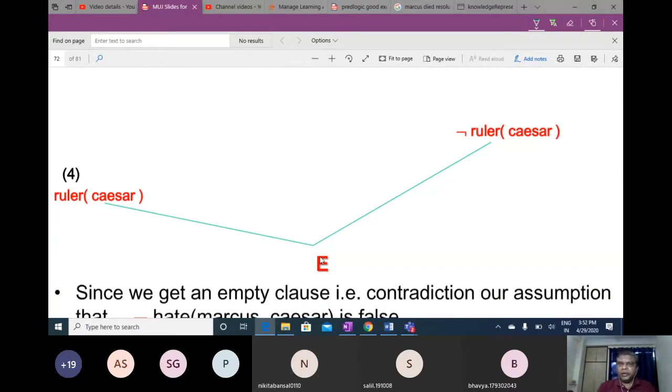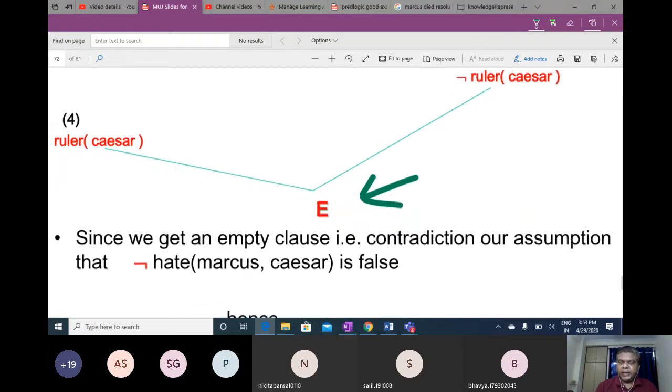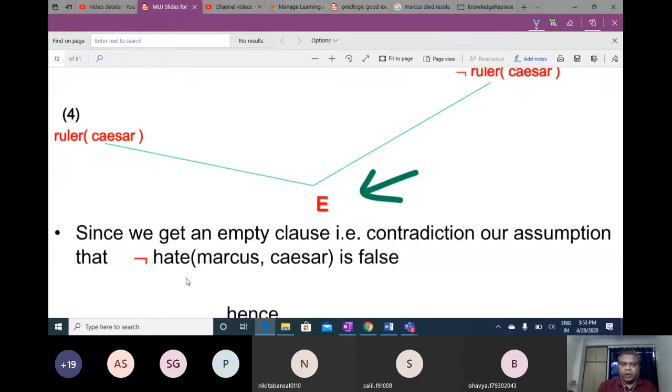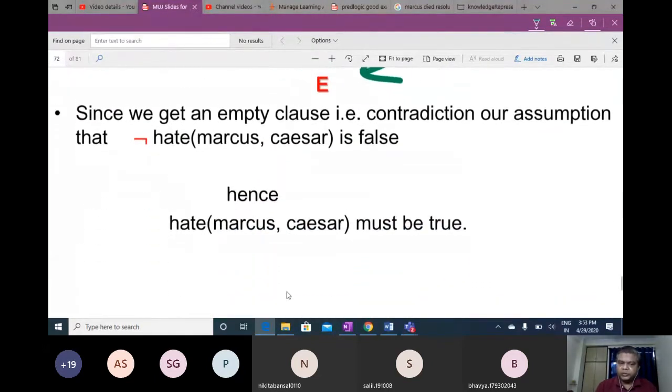We have reached a statement, a state which cannot be true. Empty statement means it cannot be true. So if while resolving we reach a condition where everything cancels out each other, that means we have reached a statement which cannot be true. Everything will cancel out each other. And that is why our assumption that not hate Marcus Caesar was false. And that is why hate Marcus Caesar is true.